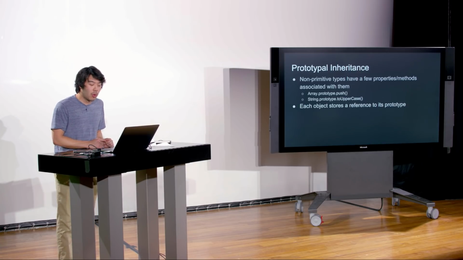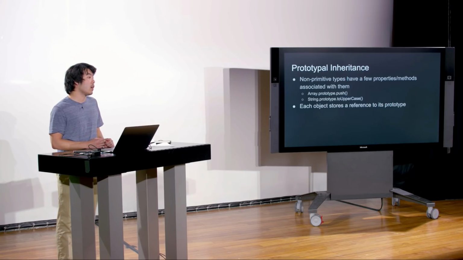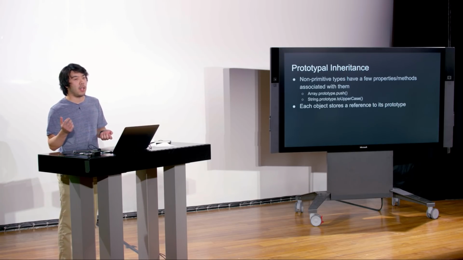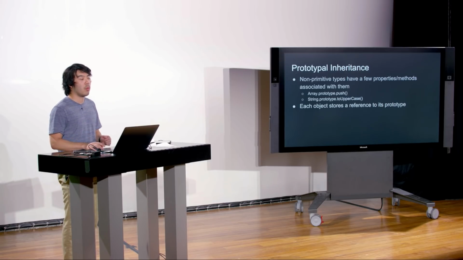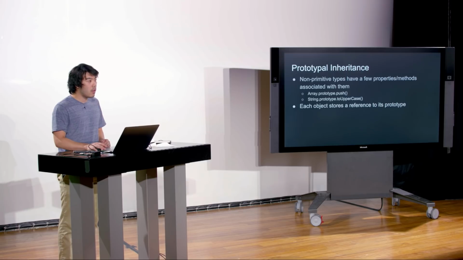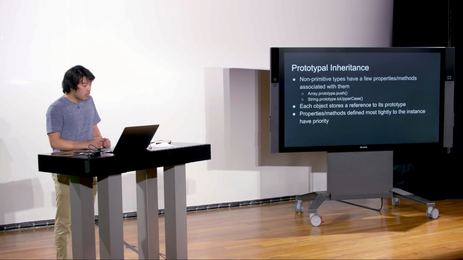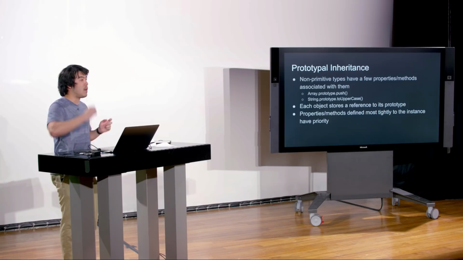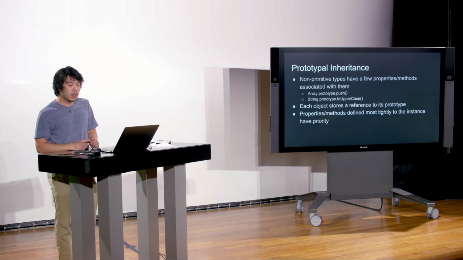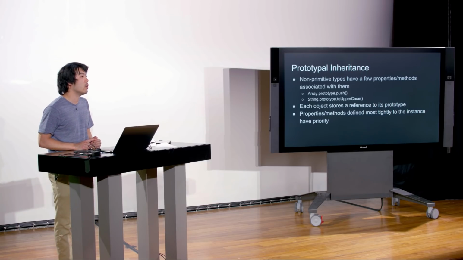So each object stores a reference to its prototype, meaning it knows about all of these methods, and it stores a reference to that object in order to know where the code to actually run these methods lies. And say we have a prototype chain where there are a bunch of different methods of the same name. Whichever one is bound most tightly to the instance has the priority.